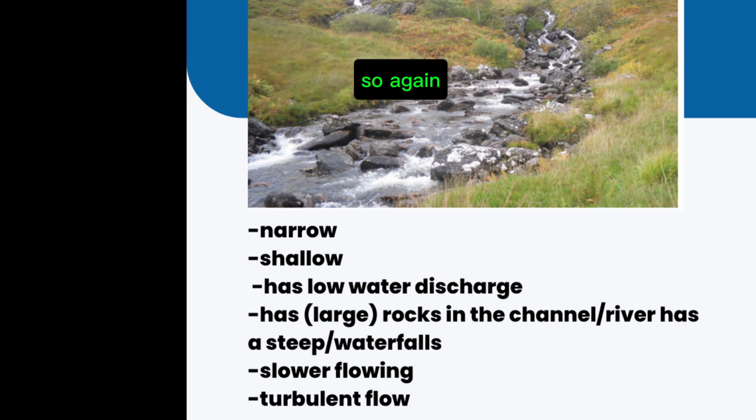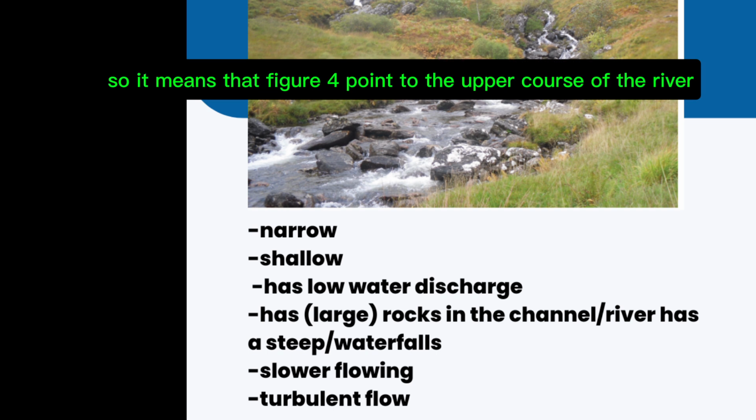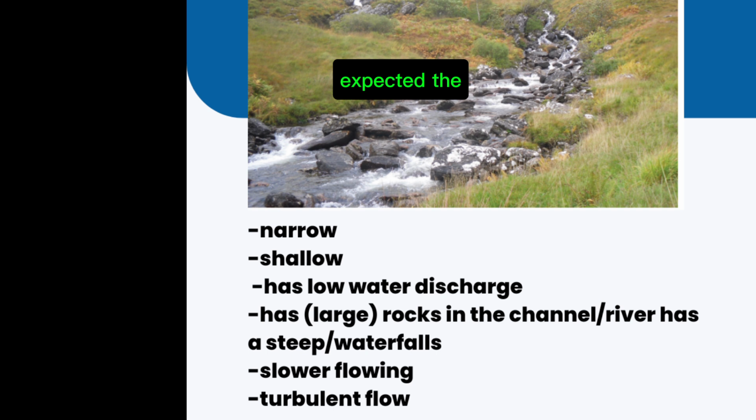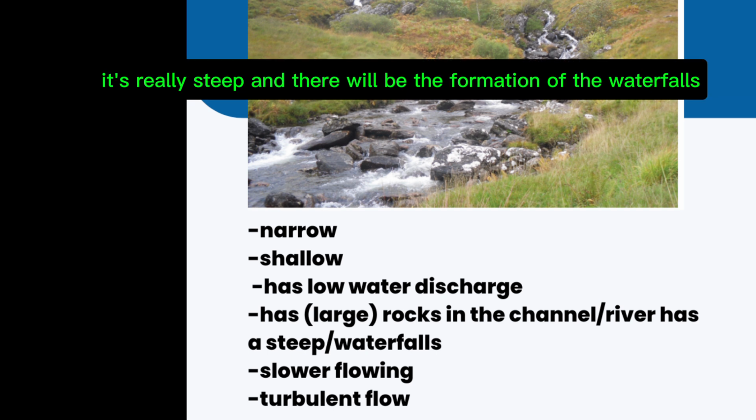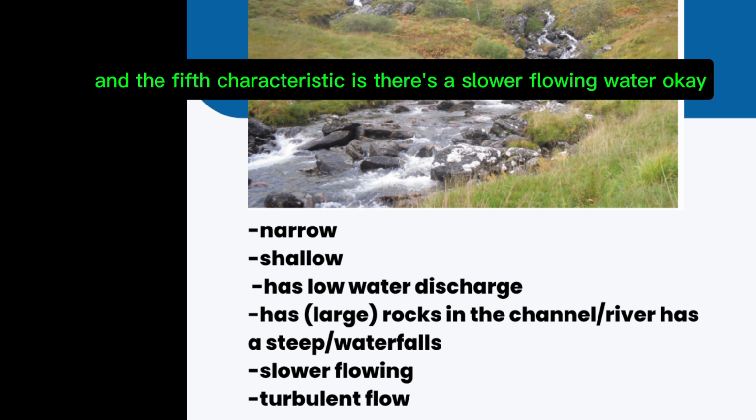So again, in figure 4.2, the upper course of the river, expect it to be really steep, and there will be the formation of waterfalls. And the fifth characteristic is slower flowing water.